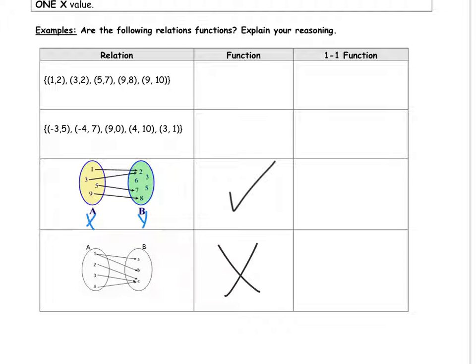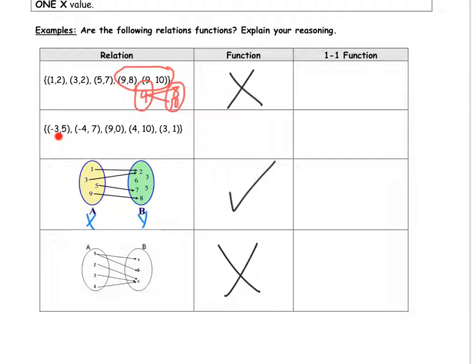Okay, let's see if we could do these examples up here, if I give it to you in relation form. So I want you to focus on each x value first. So 1 goes to 2. Is there a 1 going anywhere else? No. Okay, so far so good. 3 goes to 2. Are there any other 3's going anywhere? No. Okay. 5 goes to 7. There aren't any other 5's. But look over here. 9 is going to 8, but 9 is also going to 10. So if this was in a mapping form, you would have the number 9 in the x, and you would have 8 and 10 in the y, and 9 would be going to both places. So this is not a function.